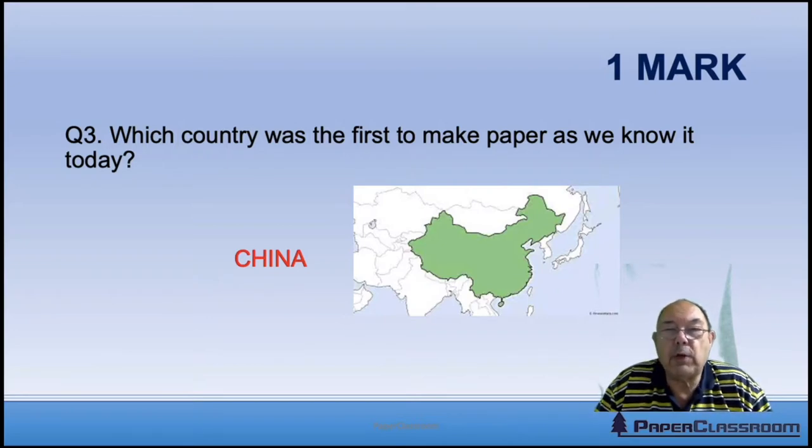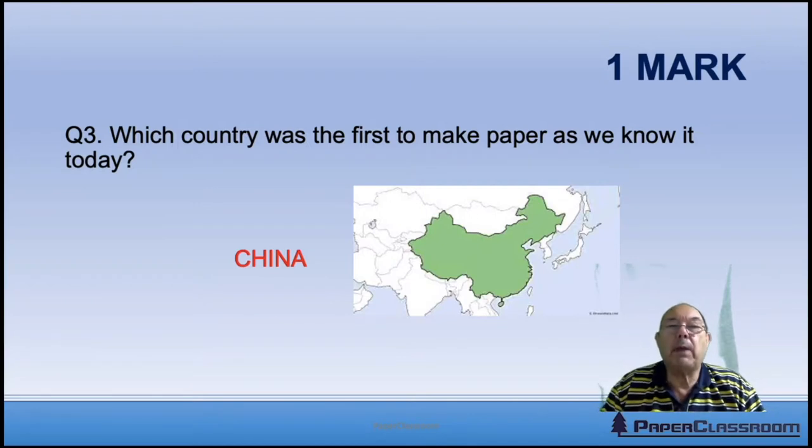Most people believe that paper was made before then, but Ts'ai Lun was the guy who actually wrote down the methodology, and because he was the first person to write down the methodology, he's given the name of the father of papermaking.